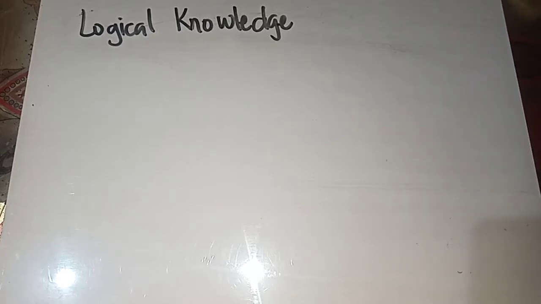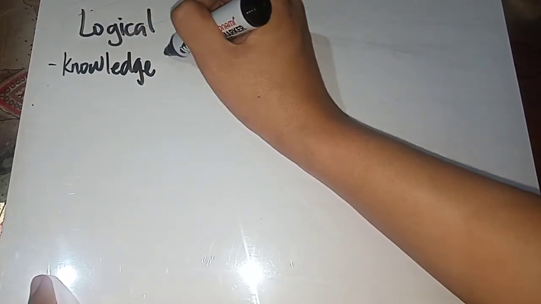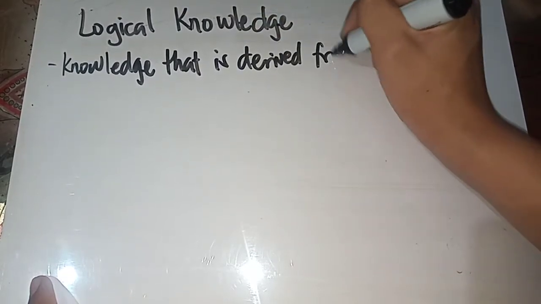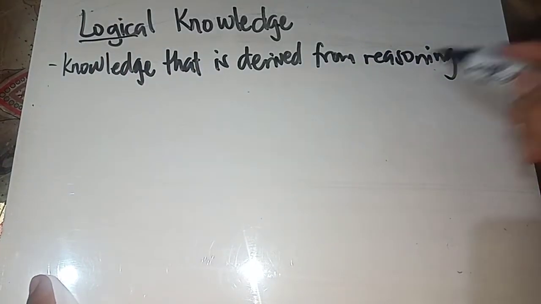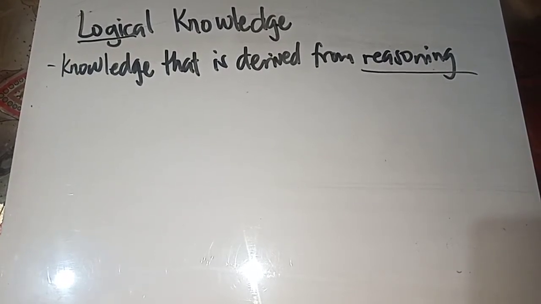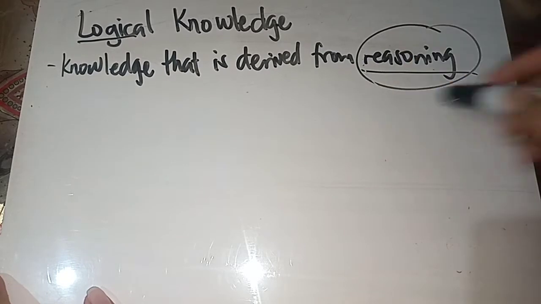Okay, so the third source of knowledge is logical knowledge. These logical knowledges are the knowledge that is derived from reasoning. From the word logic, meaning there is a reasoning. With this knowledge, we can formulate conclusions based on reasoning. Okay? So logical knowledge helps us find an answer or solution related to reasoning.